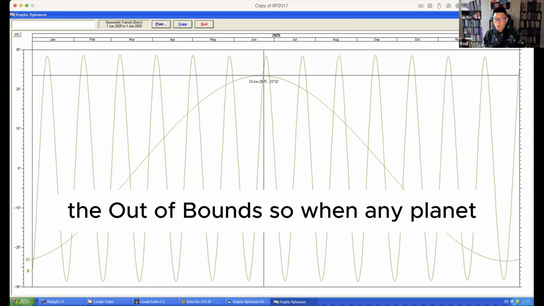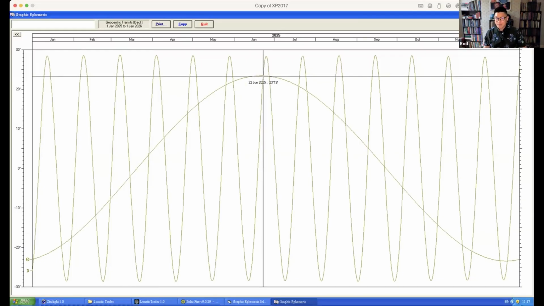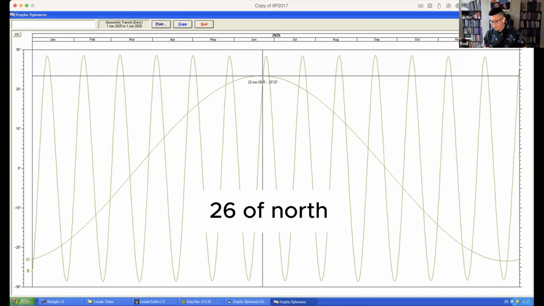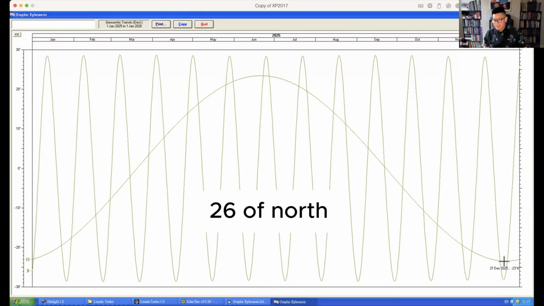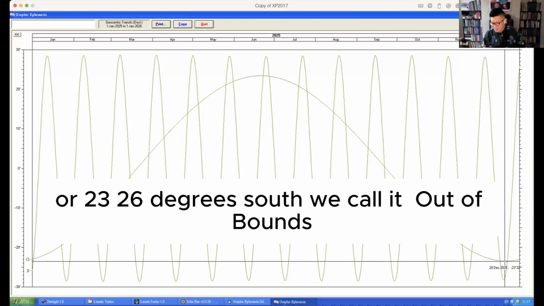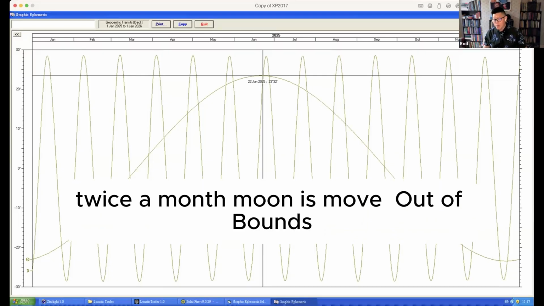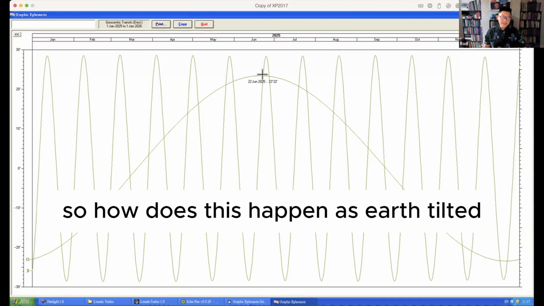Okay, so when the declination of any planet moves above this 23 degrees 26 minutes north or 26 degrees south, we call it out of bounds. So yes, at this moment, very frequently, twice a month, the Moon moves out of bounds. So how does this happen?